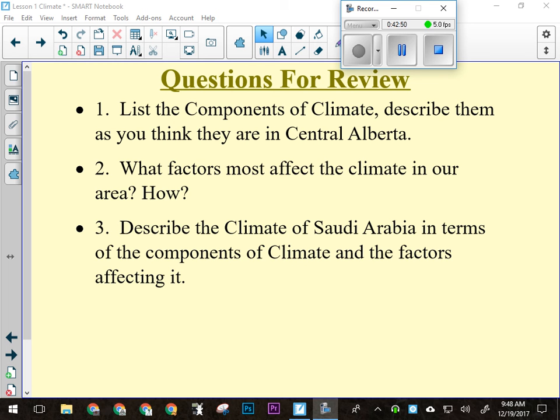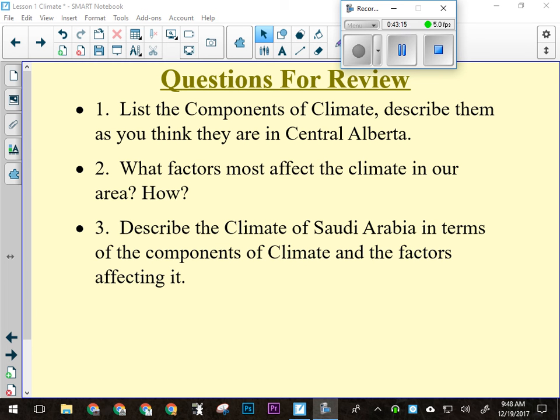All right. So what factors most affect the climate in our area? Well, we kind of talked about that as we listed the components, and that's really how we should do it. We have differences in temperature and light because we're far from the equator and that affects the solar input of energy. We're at a higher altitude here than other places, and that can lead to colder, drier conditions.